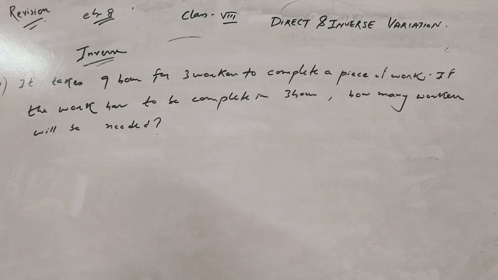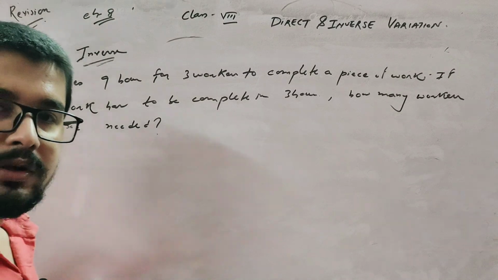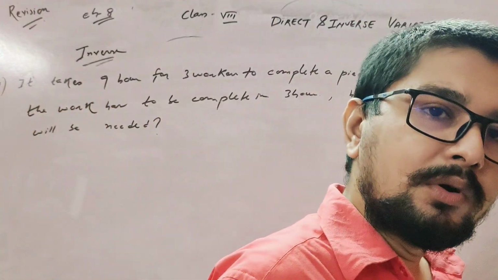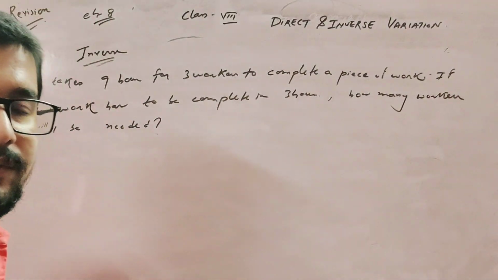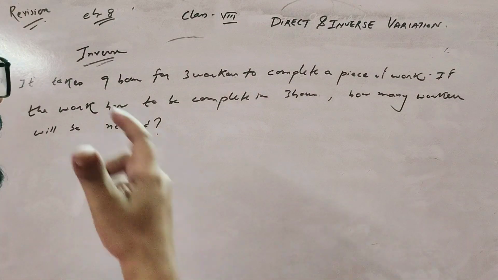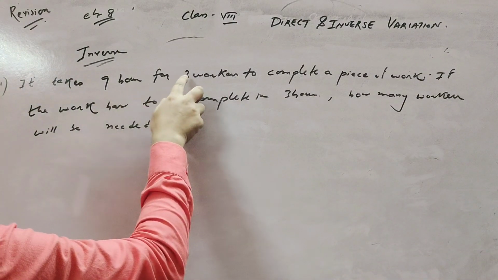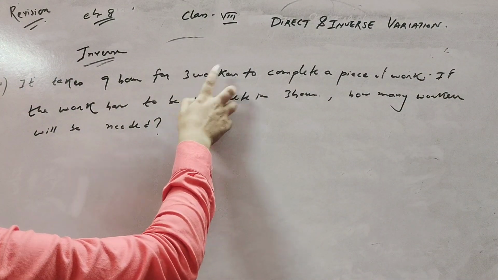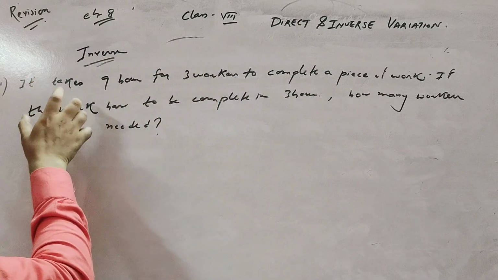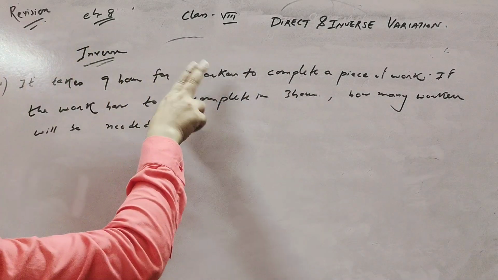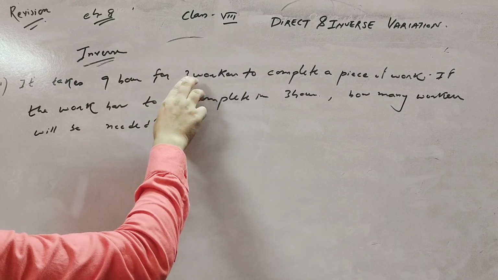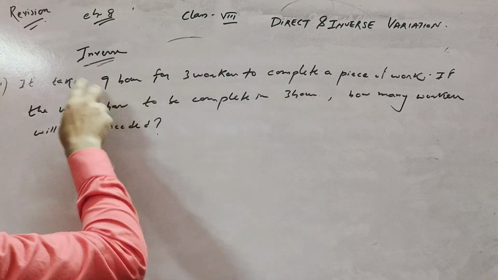In direct relation, we know that when we increase our cost, the number of items also increases. When the number of items increases, the price also increases. But in inverse, you see 9 hours for 3 workers to complete a piece of work. That means 3 workers can do the work in 9 hours.